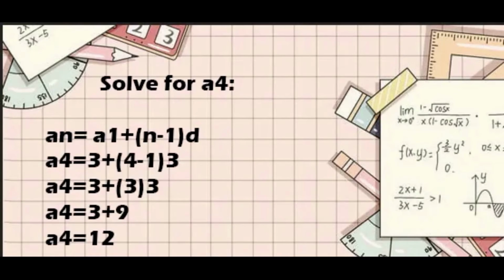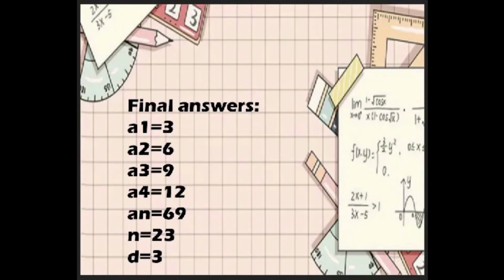So it becomes a sub 4 is equal to 3 plus 3 times 3. Then a sub 4 is equal to 3 plus 9. And then the final answer is a sub 4 is equal to 12. And these are the final answers. a sub 1 is equal to 3, a sub 2 is equal to 6, a sub 3 is equal to 9, a sub 4 is equal to 12, a sub n is equal to 69, and n, or the number of terms, is 23, and the difference is 3.